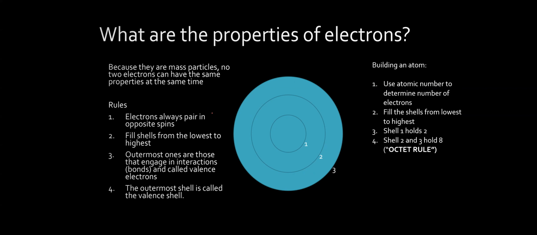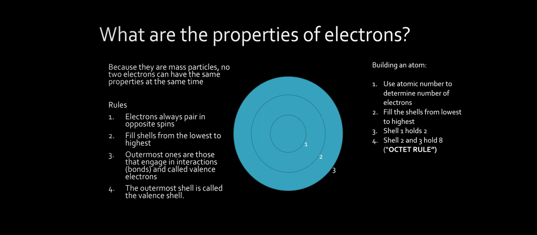The first rule is that electrons always pair in opposite spins. In other words, if there's one on the first shell that comes along and it's up, the next one that comes in is going to be down. And so we'll call that an electron pair. That's when electrons are in their most stable state. And when I say stable state, it means they're not going to try to react with things. Nothing's going to happen. So paired electrons are boring.